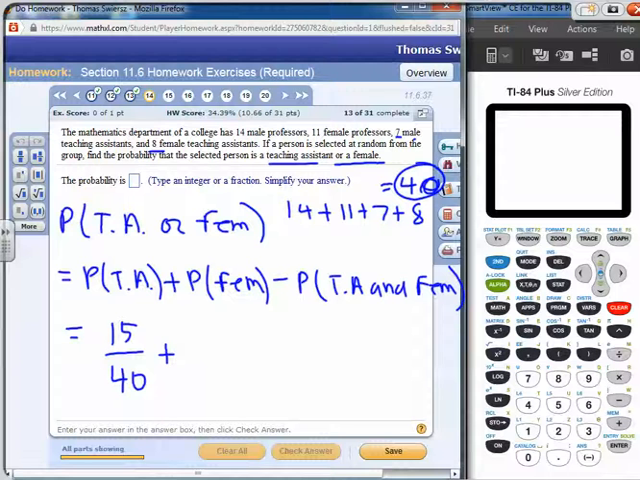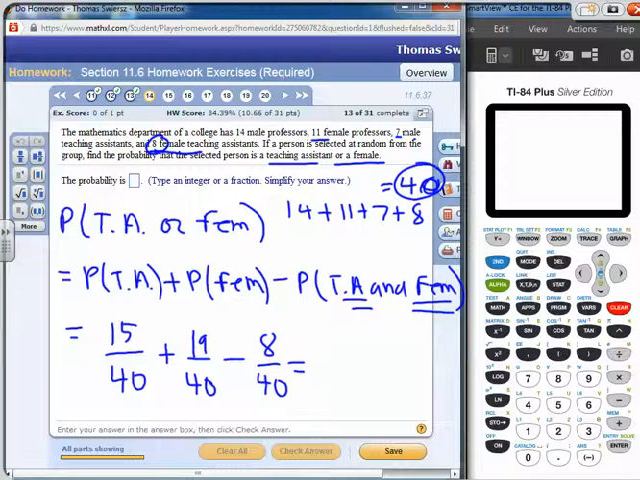Females, 11 professors and 8 teaching assistants. So 11 plus 8, there are 19 females altogether out of 40. But what did we do? We counted the females that are teaching assistants twice, so we've got to subtract that. And the females that are teaching assistants, there's 8 of them, right? So we subtract those 8 because we counted them twice.